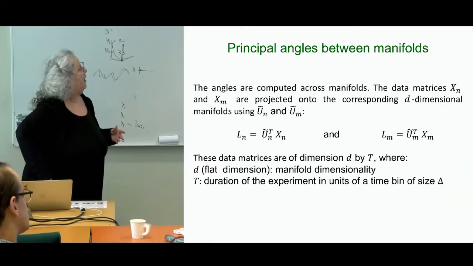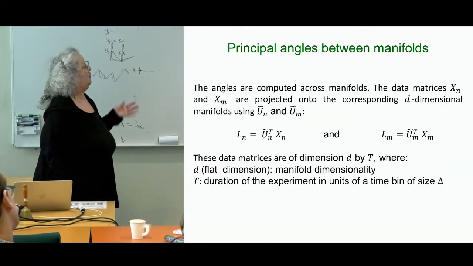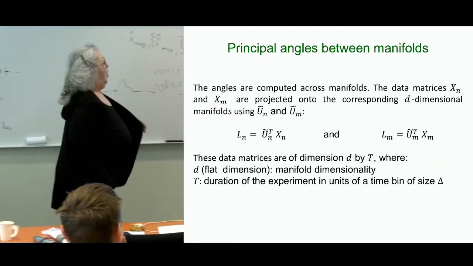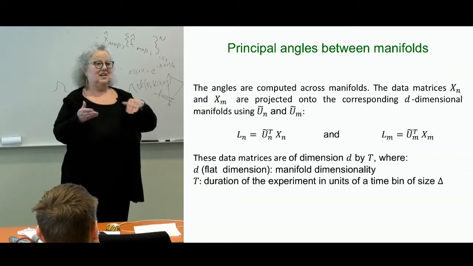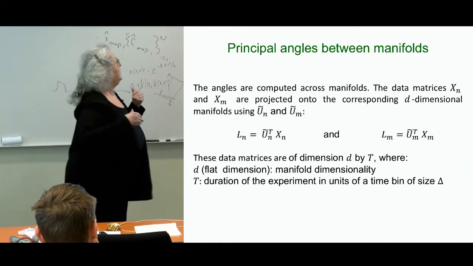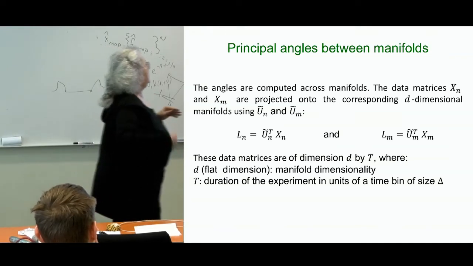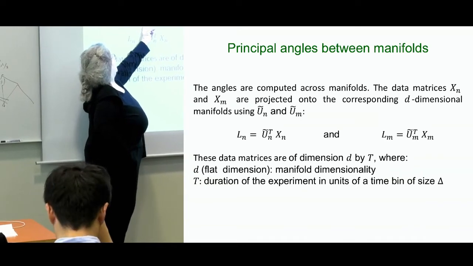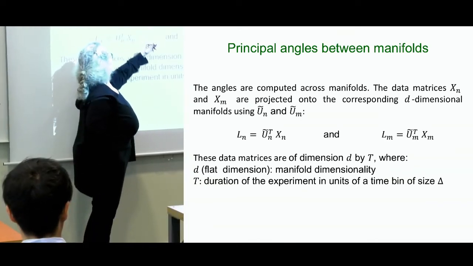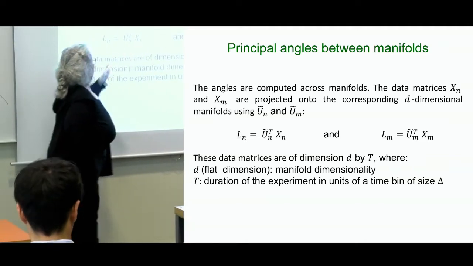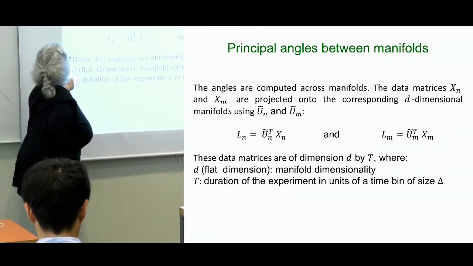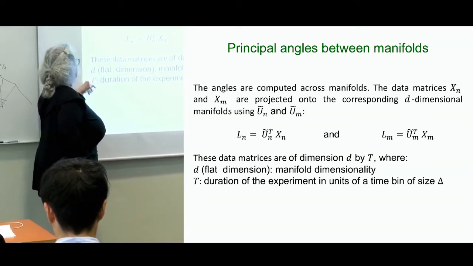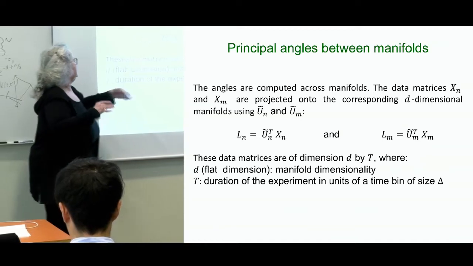So we can compute the principal angles, but that's not the interesting thing. The interesting thing is that now we take the data and project it into these two manifolds. So I take the data xn and project it into this matrix UN, which are the d principal components on the n, and then I take the data xm and project it, so I get these two projection matrices. Now these data matrices have dimension d by t, where d is the flat dimension, the dimensionality of my flat manifold, and t again is always the duration of the experiment in discrete time.